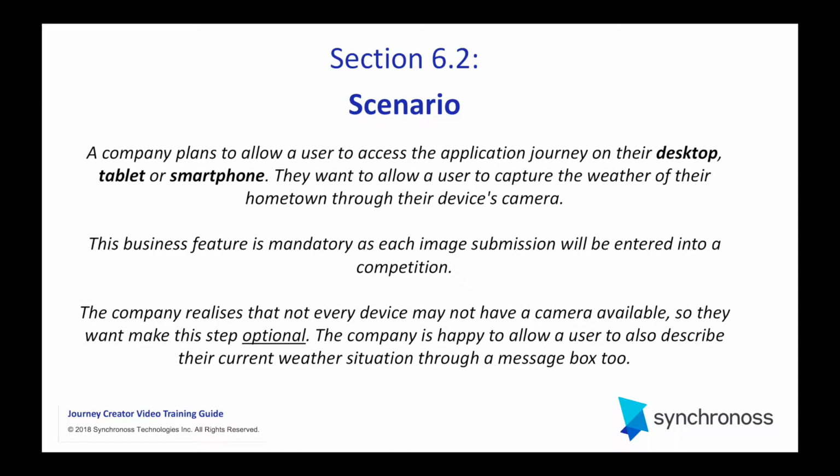They want to allow a user to capture the weather of their hometown through their device's camera. The business feature is mandatory as each image submission will be entered into a competition. The company realizes that not every device may have a camera available, so they want to make this step optional. The company is happy to allow a user to describe their current weather situation through a message box. So how will we go about solving this?